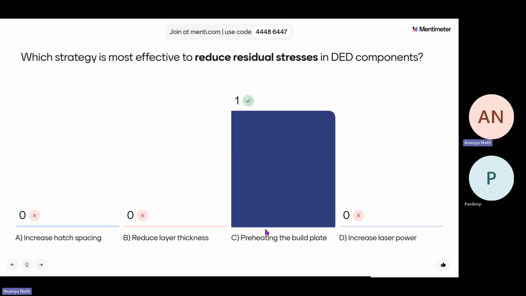For residual stress, not only in DED, in any process, we use preheating of the build plate. In EBM, electron beam melting, PBF, powder bed fusion, DED, directed energy deposition, material extrusion, wherever you are using it, preheating is meant to reduce the residual stresses.